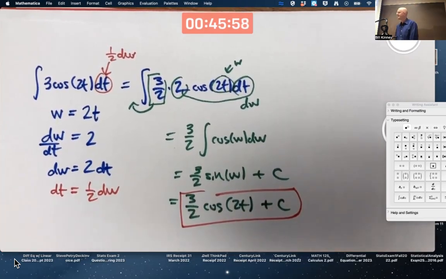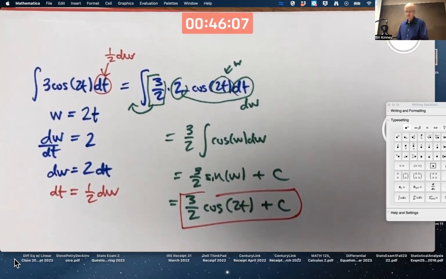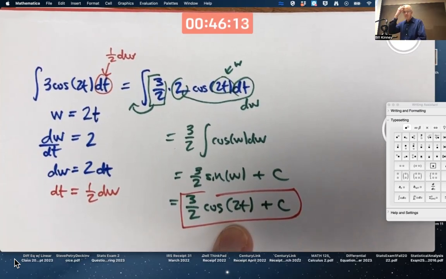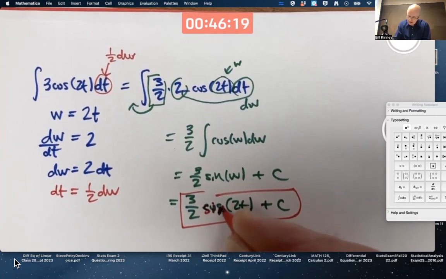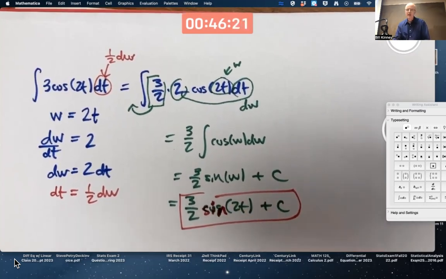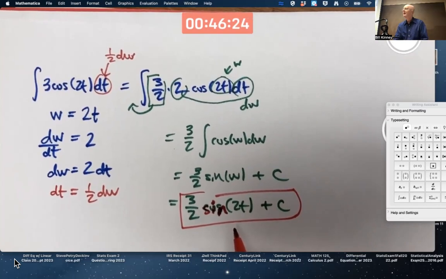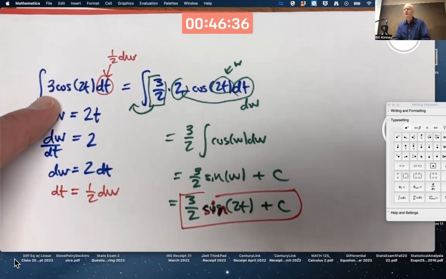You can always check it. When you do integration by substitution, when you check it, you will use the chain rule. Effectively, we're reversing the chain rule. Differentiate this in your mind. But did I make a mistake? I'm sorry, sine. Differentiate that in your mind. 3/2 stays there. The derivative of sine is cosine of 2t, times 2 because of the chain rule. 3/2 times 2 is 3. I do get 3 cosine 2t. It works.